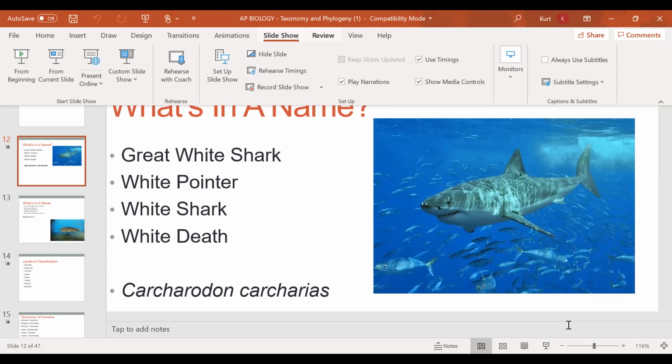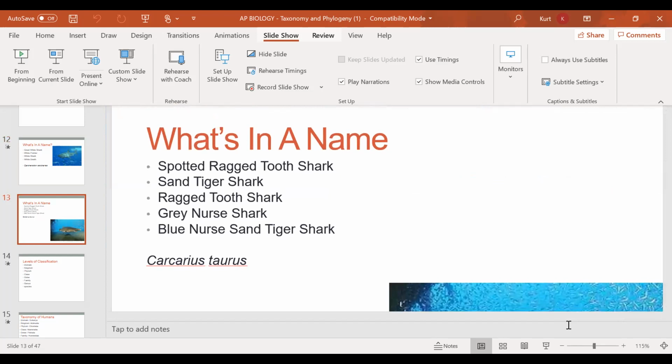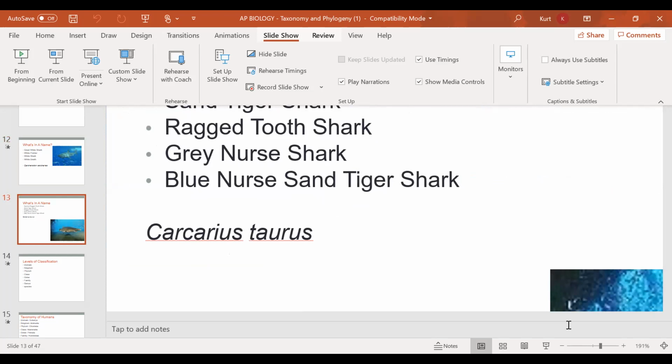Look at this shark. If you've ever been to Florida Aquarium, it looks really scary. It's really not that mean. It has 5 common names, but it only has one scientific name worldwide, Carcharias taurus. So let's say someone from Australia comes to Tampa, and in Australia, they call it a gray nurse shark. They come to the Florida Aquarium, they see this in the aquarium, they go, that's not a gray nurse shark, that's a ragged tooth shark, or vice versa.